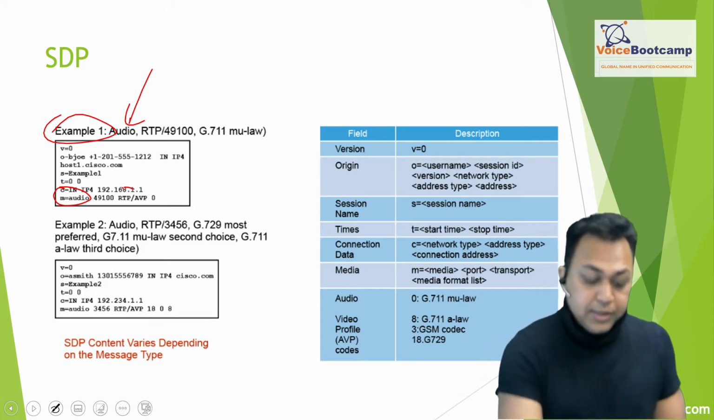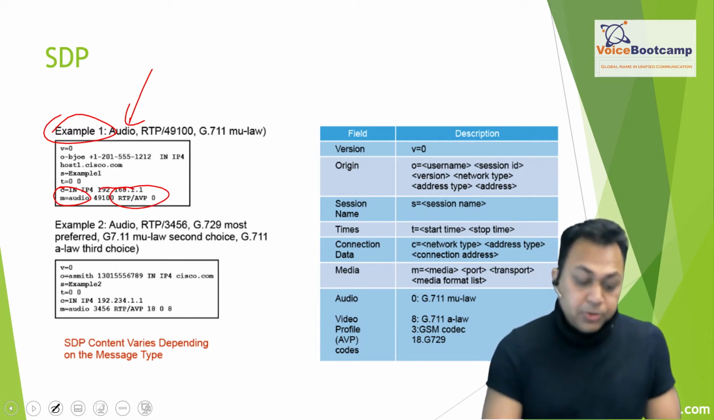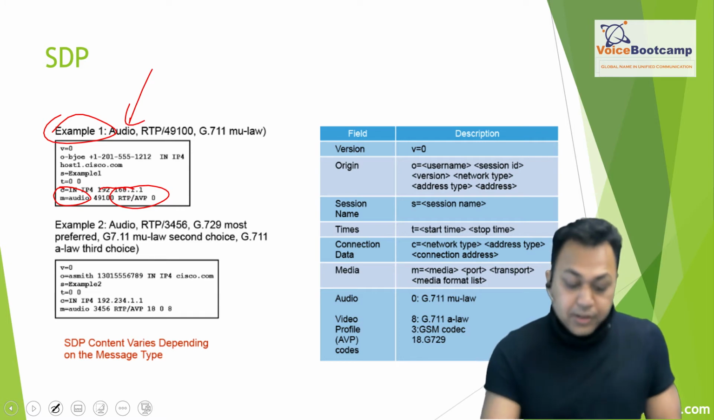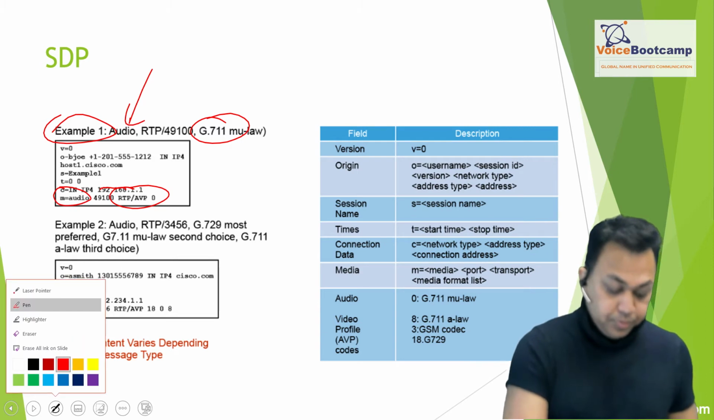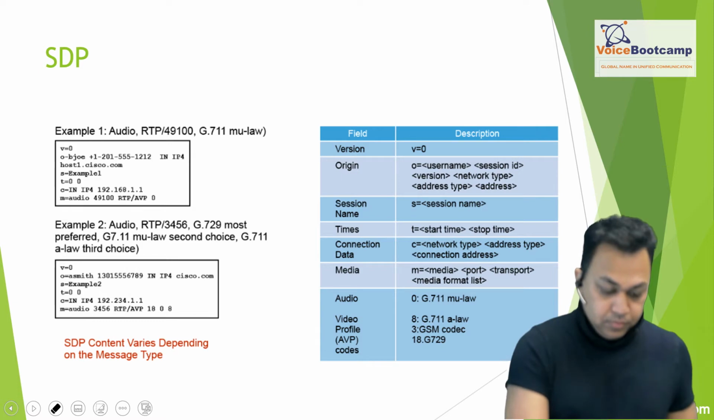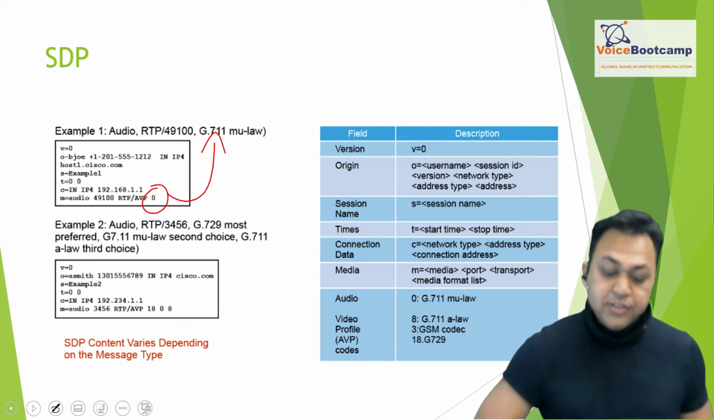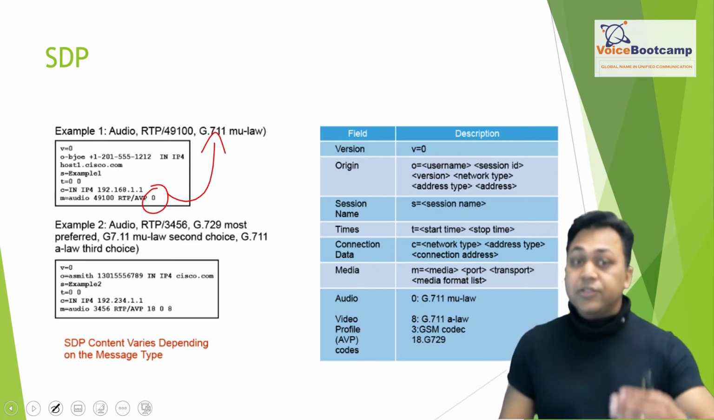It also tells you what the RTP port number is, and various other things, for example, what codec is going to be used. So if you take a look carefully, you'll see RTP 49109, and this 0 that you see right there, that's an indication it is G.711. If it is other than 0, it could mean something else.